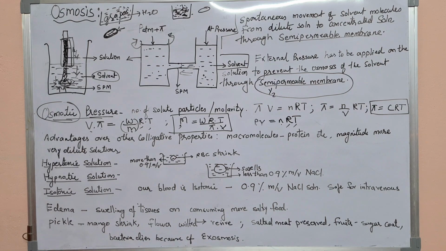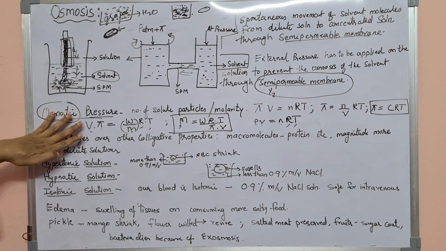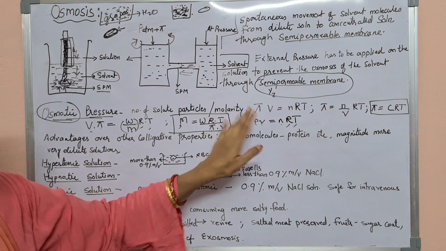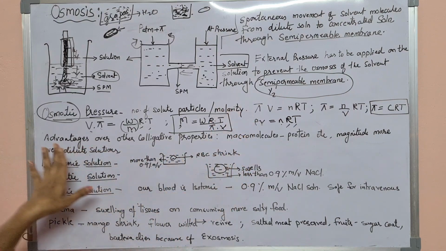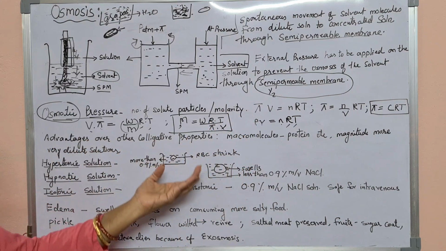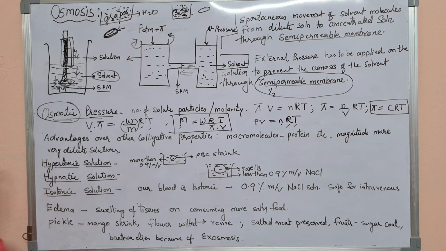Okay. So now what is the advantage of this osmotic pressure? As I told you, in osmotic pressure we are taking the molarity, we are not taking molality. So the advantage over the other colligative properties is this: osmotic pressure as a colligative property is used to calculate the molecular mass of macromolecules.